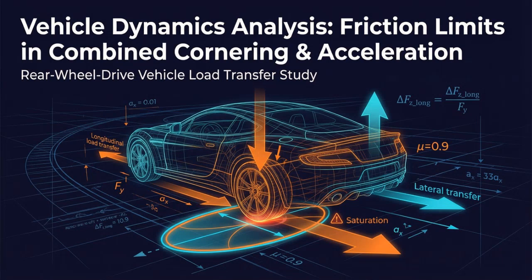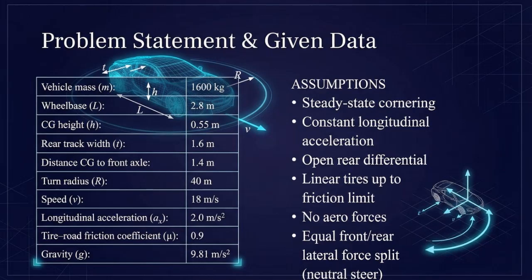Dynamic load transfer increases rear axle load during acceleration, helping traction, but it does not remove the friction limit. If the combined demand exceeds this limit, the rear tires lose grip, leading to wheel spin, understeer, or oversteer. This analysis shows how vehicle stability, steering response, and usable motor torque are all governed by the interaction of load transfer and friction limits. In this problem, we analyze a rear-wheel drive vehicle undergoing steady-state cornering with constant longitudinal acceleration.